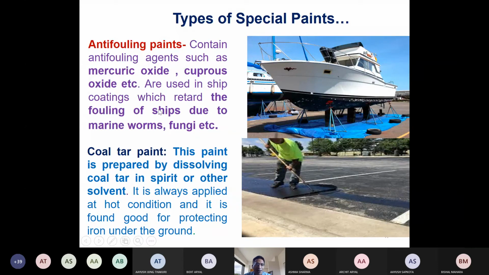Fungi have deposited, buried marine worms, or dead ones, on the ship. When this kind of paint is applied to such a ship, that will retard the bad smelling of the ship due to marine worms and fungi.